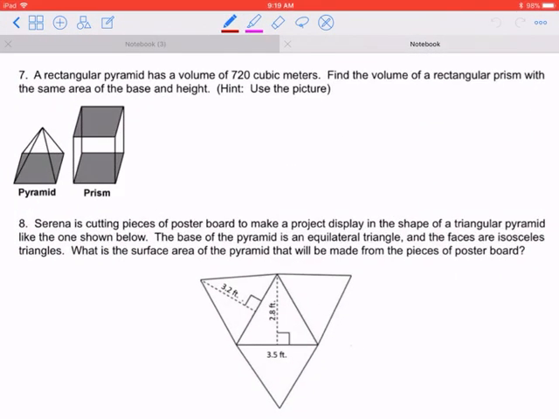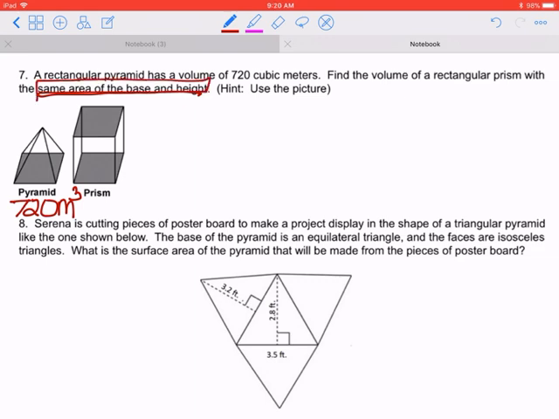Question number 7. A rectangular pyramid has a volume of 720 cubic meters. Find the volume of a rectangular prism with the same area of base and the same height.